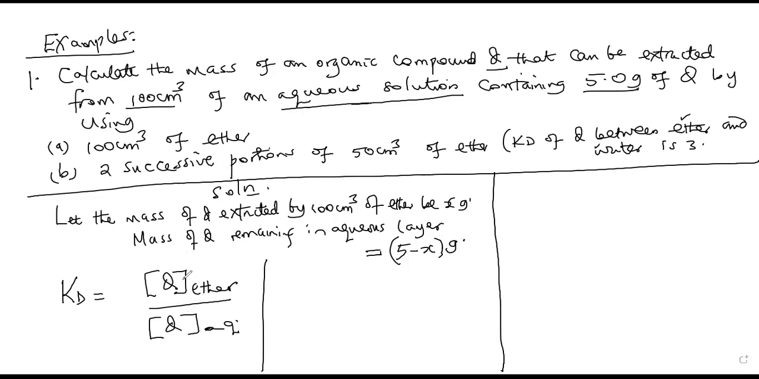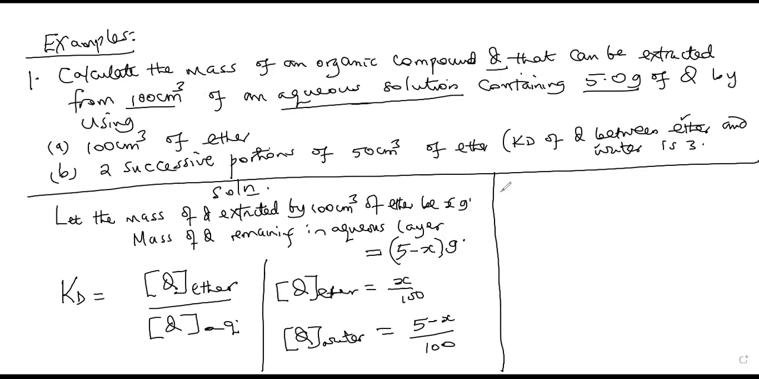To get the concentration of Q in ether, we've gotten the mass that goes to the ether layer, and we have the volume. So mass over volume will give us the concentration. So concentration of Q in ether is going to give us X out of 100, whereas concentration of Q in the aqueous layer or water layer is going to be given by 5 minus X out of 100, since the volume of the aqueous is also 100. Now we substitute in KD.